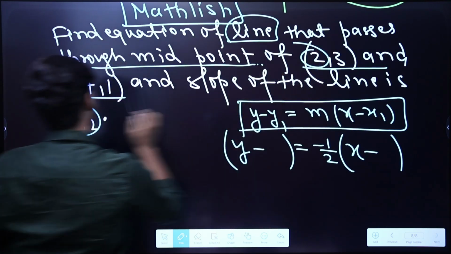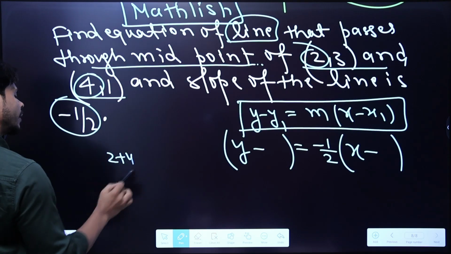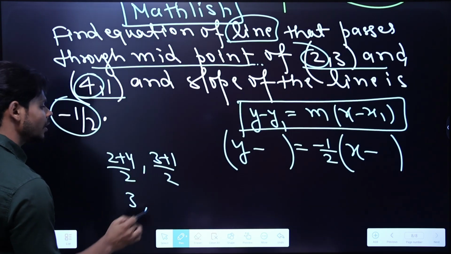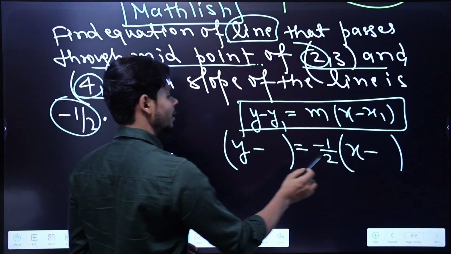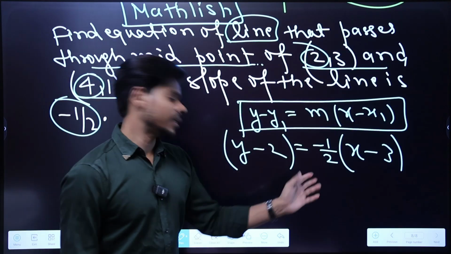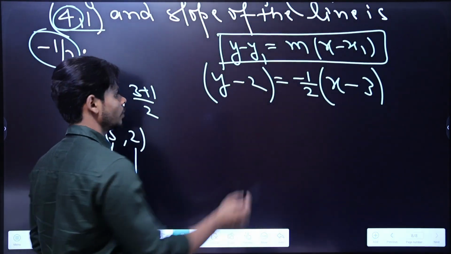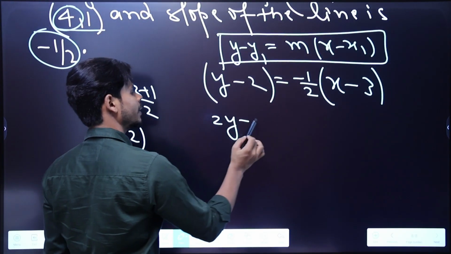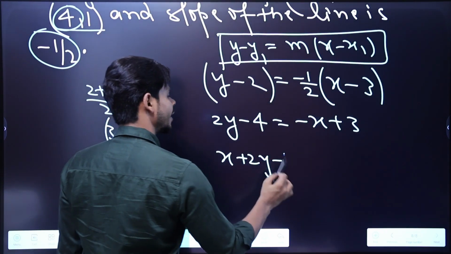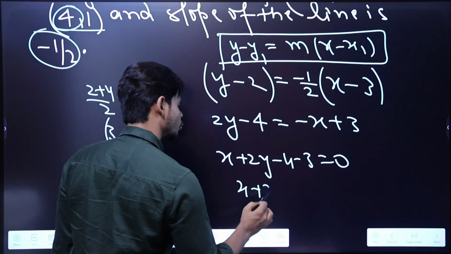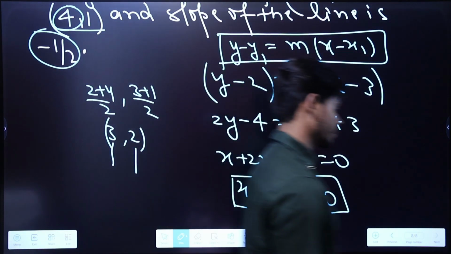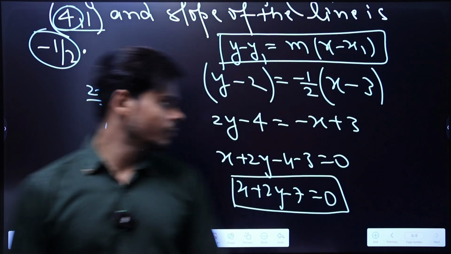And what is the midpoint? x1 plus x2 divided by 2, so 2 plus 4 divided by 2, and y1 plus y2 divided by 2, so it comes out to be 3 and it comes out to be 2. So actually x1 is 3 and y1 is 2. This point is x1, this point is y1. So that's how we apply this kind of formula, right? Just cross multiply, it will become 2y minus 4 and it will become negative of x plus 3, or you can write x plus 2y minus 4 minus 3 equal to 7, or x plus 2y minus 7 equal to 0. So this is the standard form of the equation of a line, right? So that's how we apply this kind of formula.